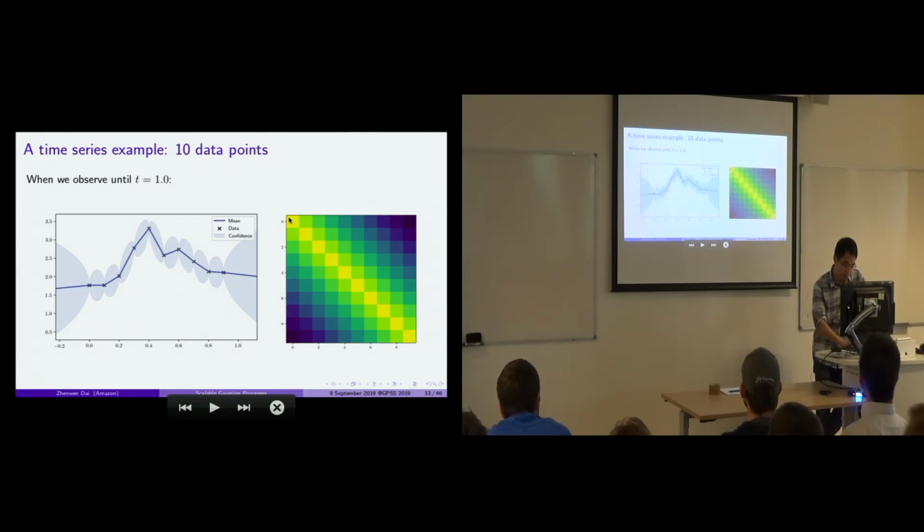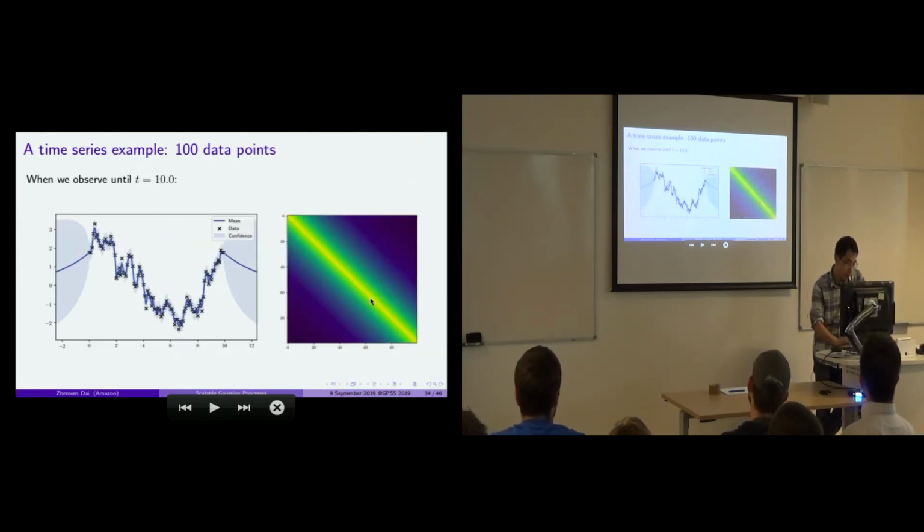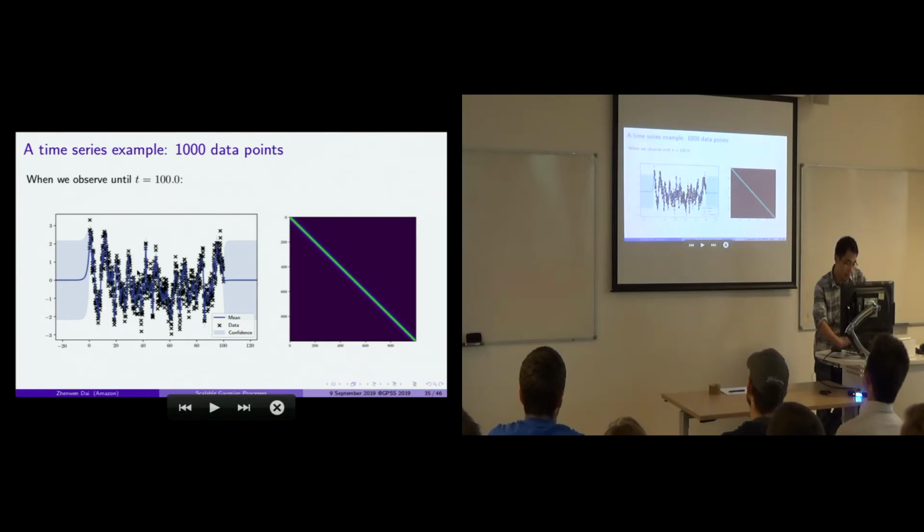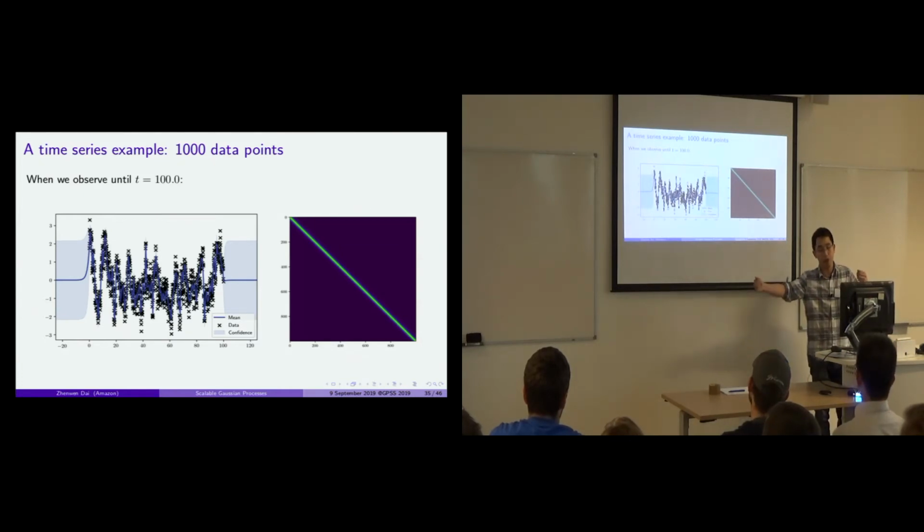It looks like a diagonal-heavy one. Let's then continue sampling 100 data points. The function looks like this one, and the covariance matrix looks like this. If we sample 1,000 data points, the overall function looks like this, and the covariance matrix looks like this. So you can see the covariance matrix is gradually approaching a diagonal covariance matrix with more and more data, because we are sampling more and more into the future, and the data points nearby are always correlated to each other.